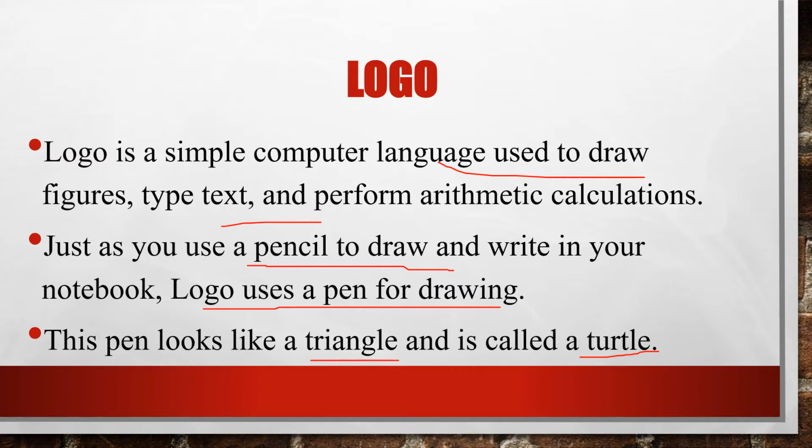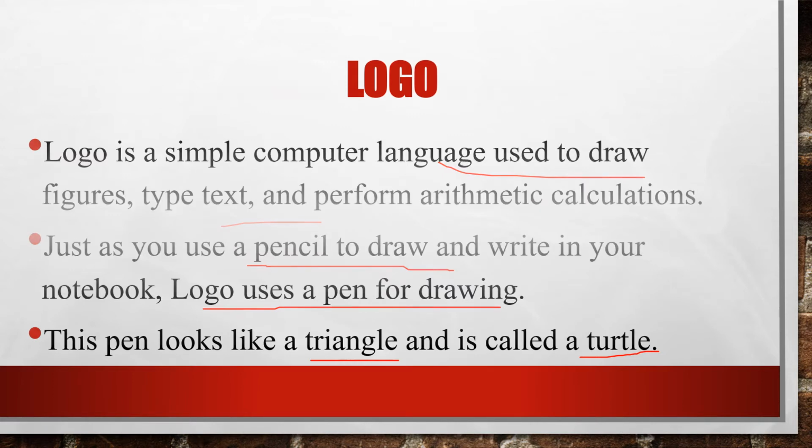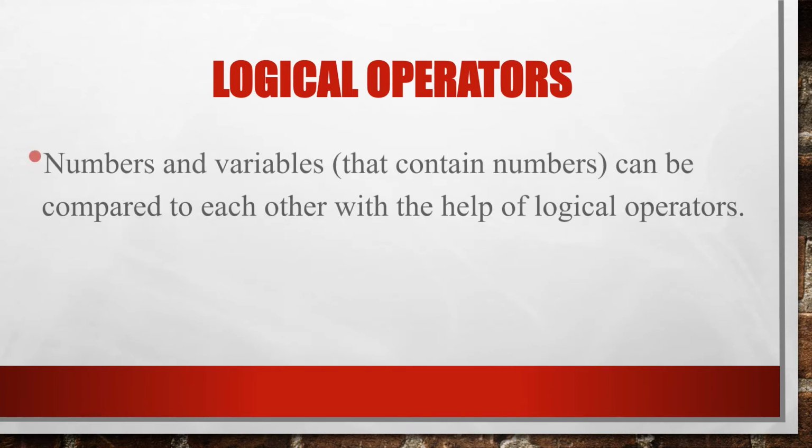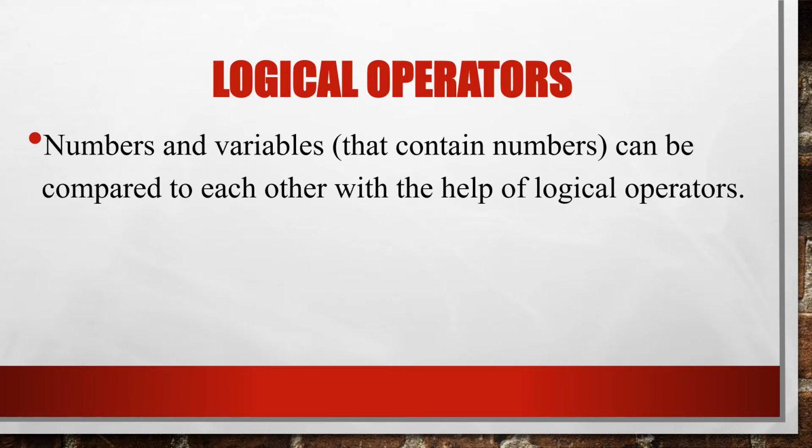Okay, so before we start with Logo procedures, let's see some of the logical operators used in Logo. See, the numbers and variables can be compared to each other with the help of these logical operators. So you can compare the numbers and variables. Numbers means 1, 2, 3, 4, 5. These are numbers. Variables means, see, numbers that can be changed. For example, we'll have two values a and b, or x and y. So this x and y can be any number. So in this case, it's a variable. So we can compare these numbers and variables using the logical operators.